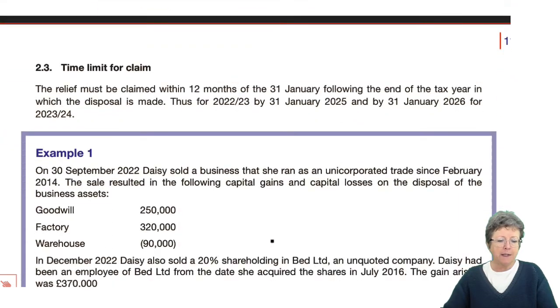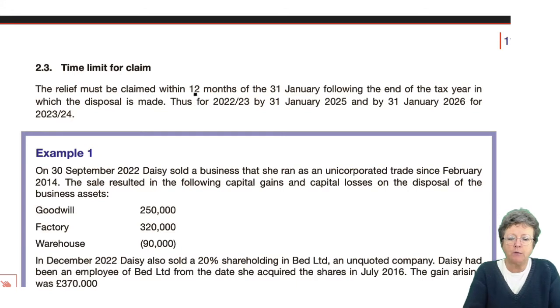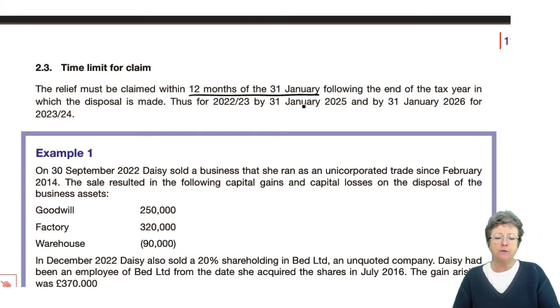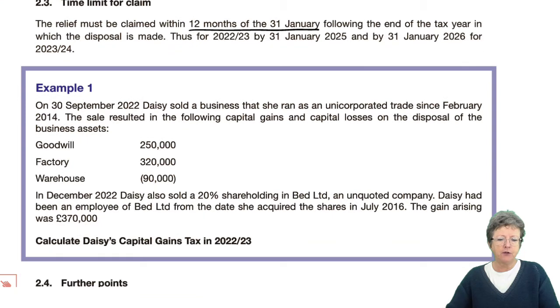You must make a claim for it within 12 months of the 31st of January following the end of the tax year in which the disposal is made. So for 22-23 you've got till January 25 in order to make that claim. So let's have a look at the first example.